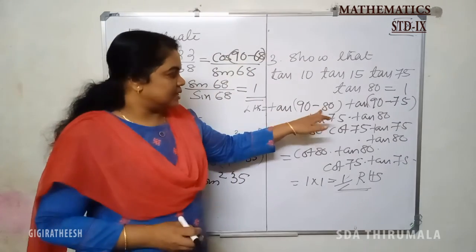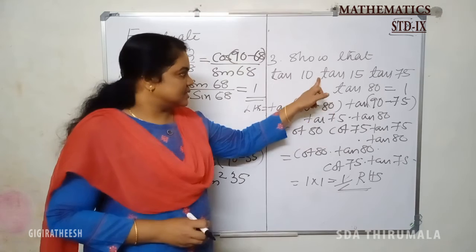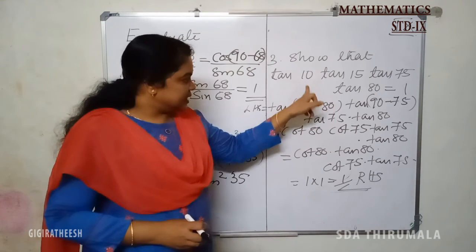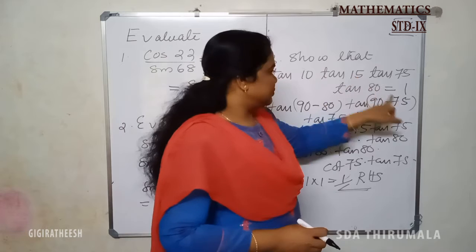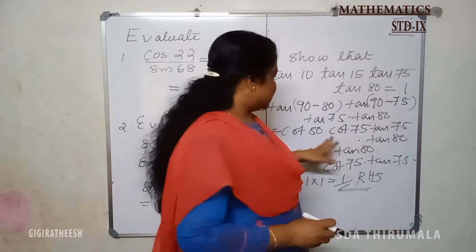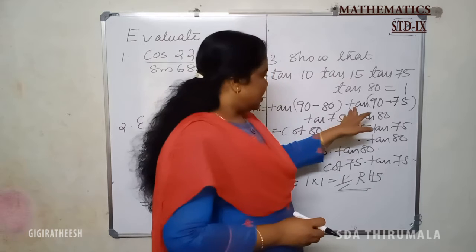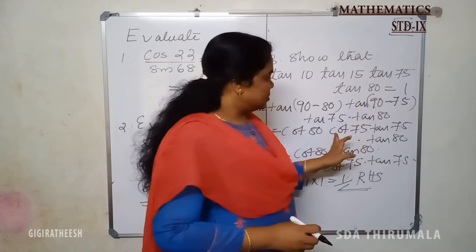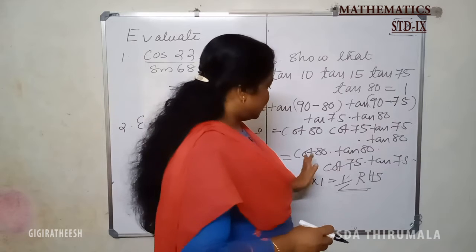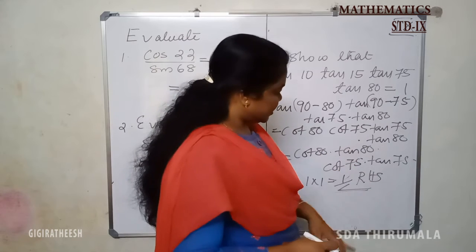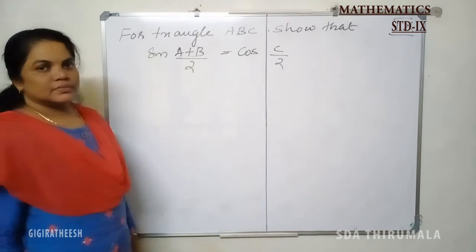That is substituting the values, that is 90 in the form of 90 minus theta. Splitting this, 90 minus 80 is equal to 10 and 90 minus 75 is equal to 15, with no change in the rest. Tan 90 minus 80 is cot 80, and tan 90 minus 75 is cot 75, then tan 75 and tan 80. Grouping this, cot 80 and tan 80, cot 75 and tan 75, that is 1 into 1 is equal to 1.